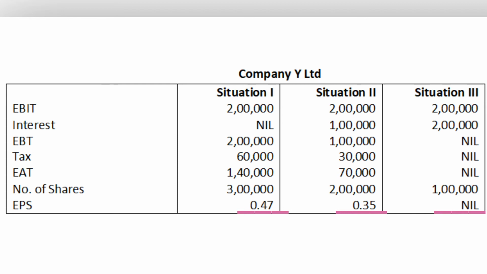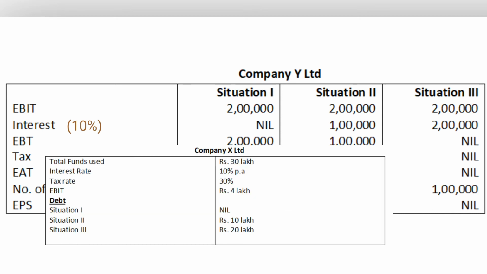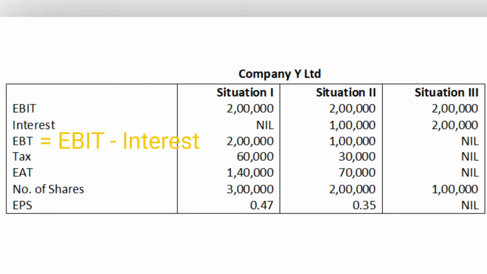Now in this question, the interest rate is 10% and debt in situation number 1 is nil, situation number 2 is 10 lakh and situation number 3 is 20 lakh. So it is nil, 1 lakh and 2 lakh as interest. Then EBT is EBIT minus interest. So in situation number 1 it is 2 lakh, situation number 2 1 lakh and situation number 3 nil.